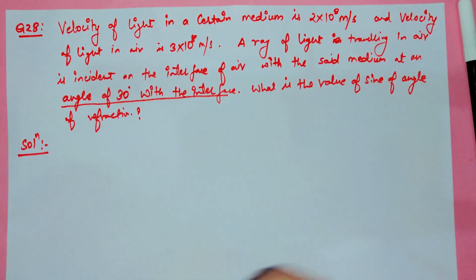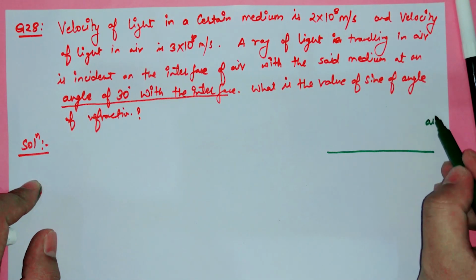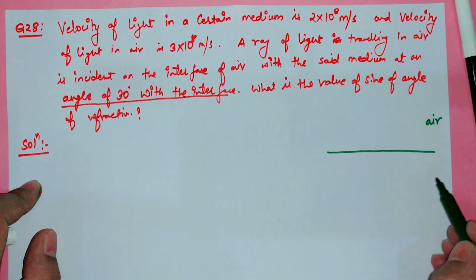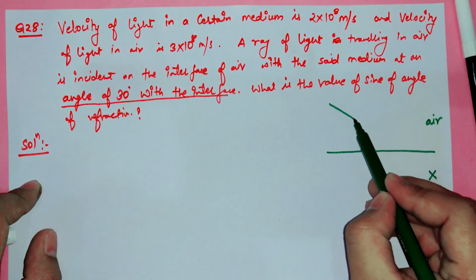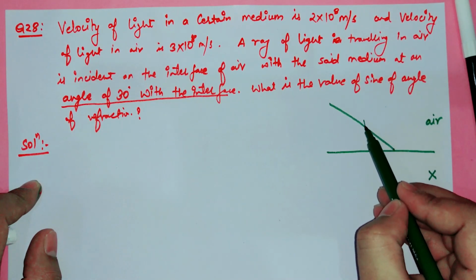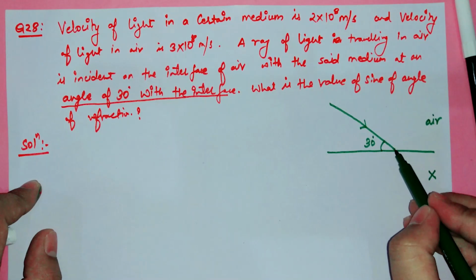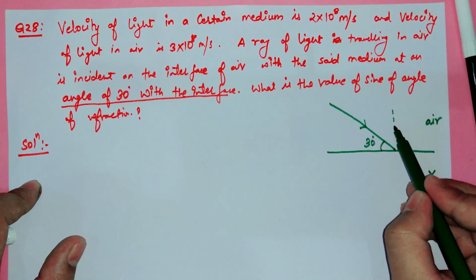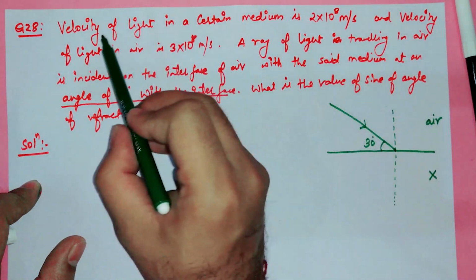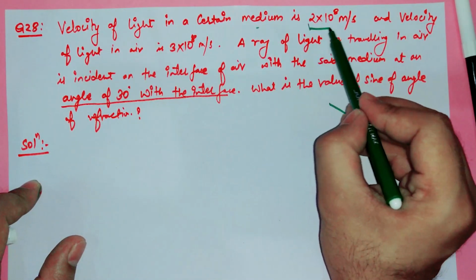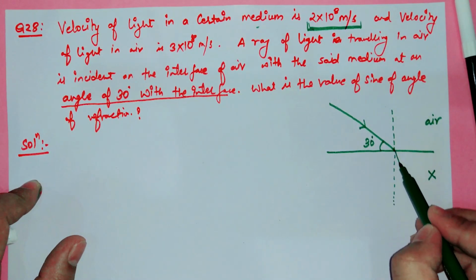So what is given? We have an interface, this is medium air, and this is a medium we don't know, so suppose this is X. Light is traveling in medium air and is incident at the interface with an angle of 30 degree. Clear? So at the point of incidence we can draw a normal. This is our normal, and since the velocity of light in the certain medium is less than the speed of light in air, we can say this medium is denser, so it will bend towards the normal.